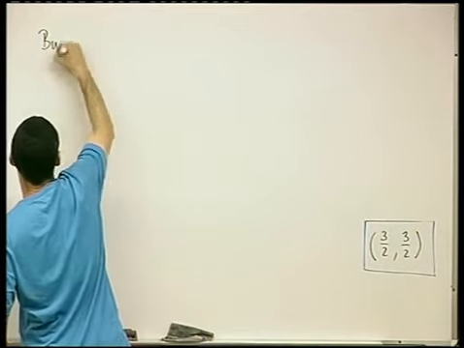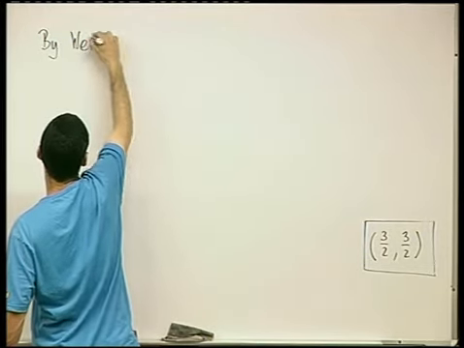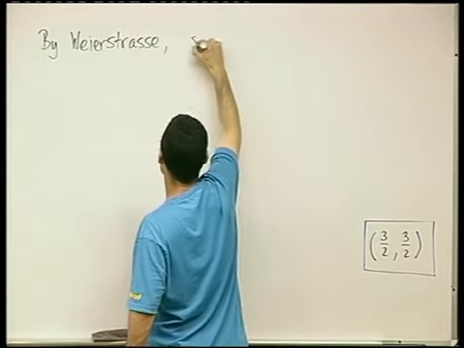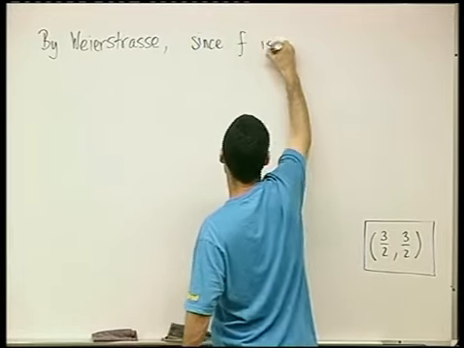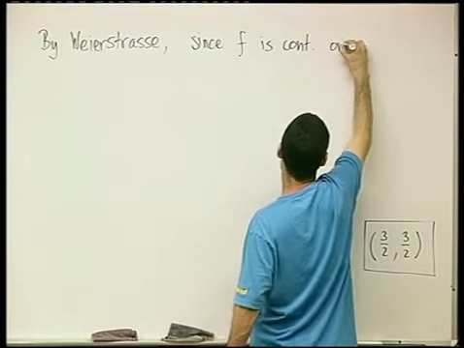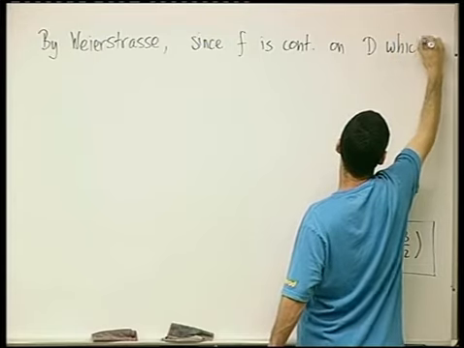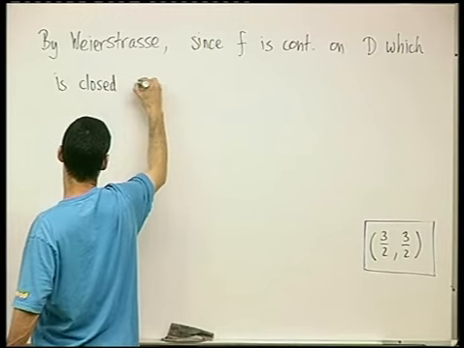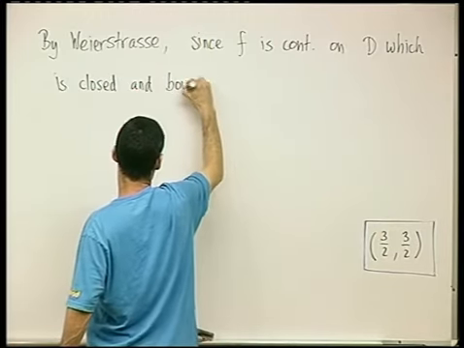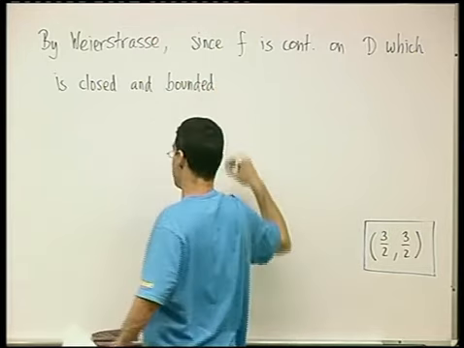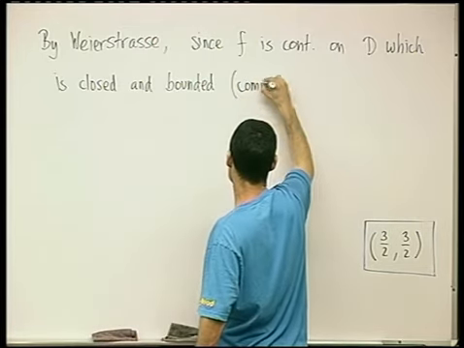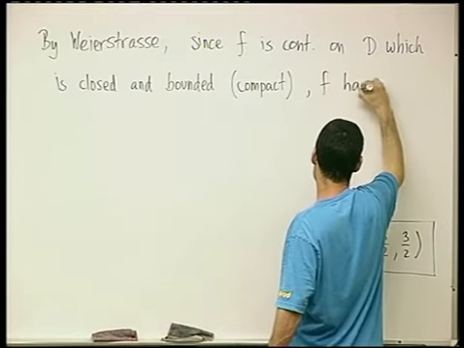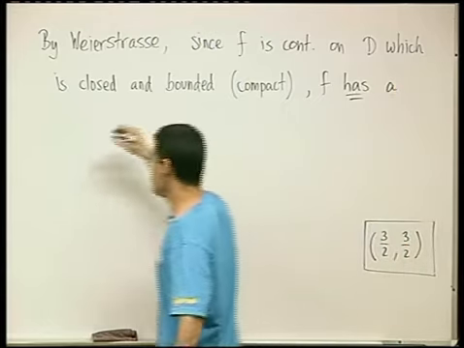So you have to mention that. By Weierstrass, since f is continuous on D, which is closed and bounded, and we said the word for that is compact, f has both a minimum and a maximum in D.